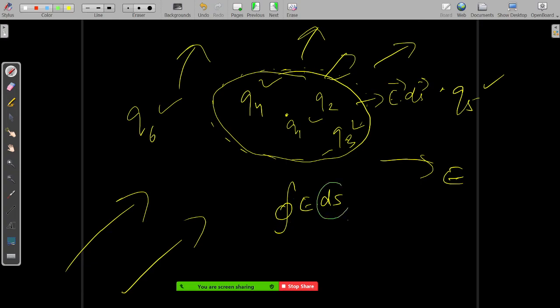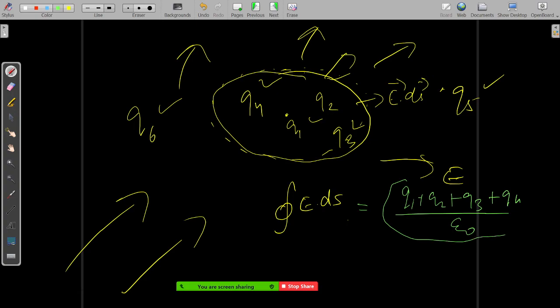So this integration is with respect to a surface, and closed means integrated over a closed surface. This basically equals Q1 plus Q2 plus Q3 plus Q4 divided by epsilon naught. Only the total internal charges take part in the flux. There are other charges also, but those won't come into this total flux.